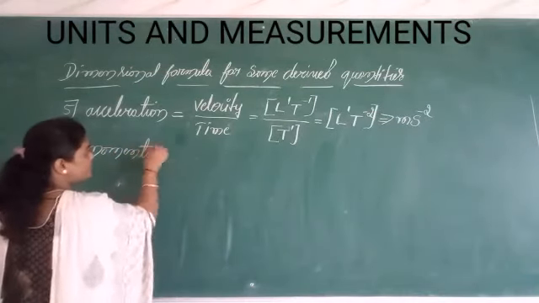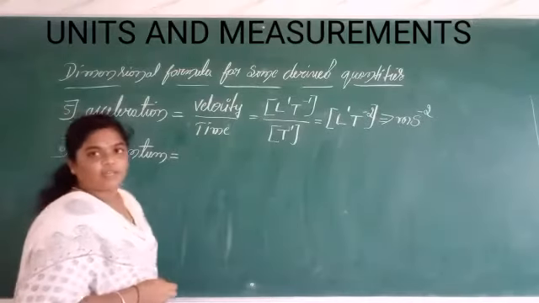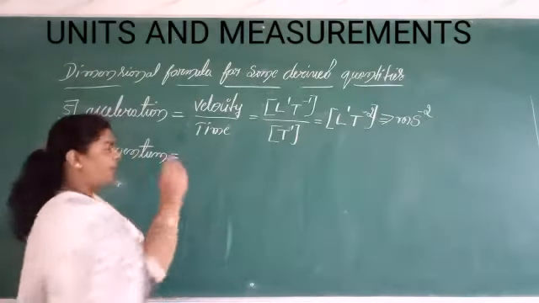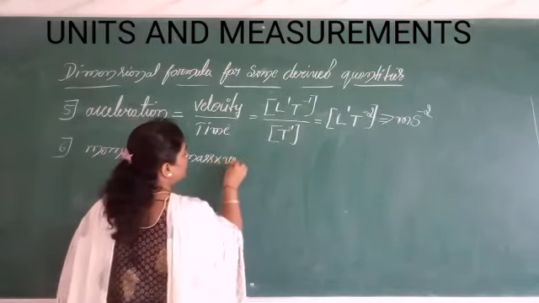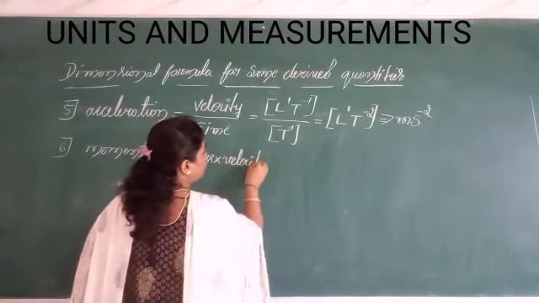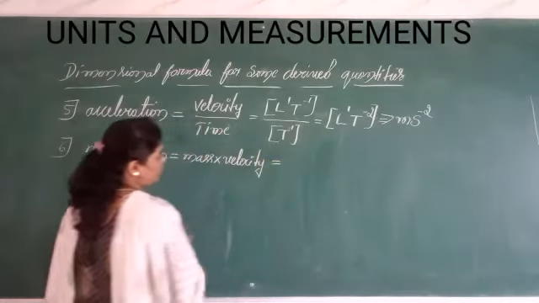And next, see the sixth physical quantity, that is momentum. Momentum is a derived physical quantity. Momentum is the product of mass into velocity.